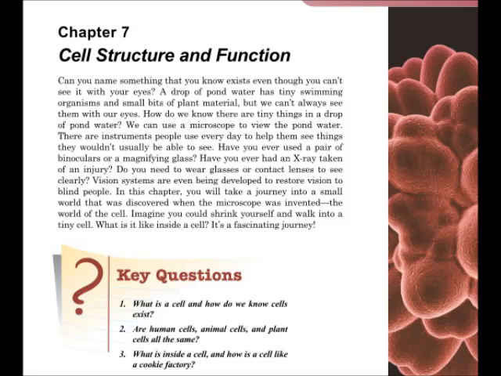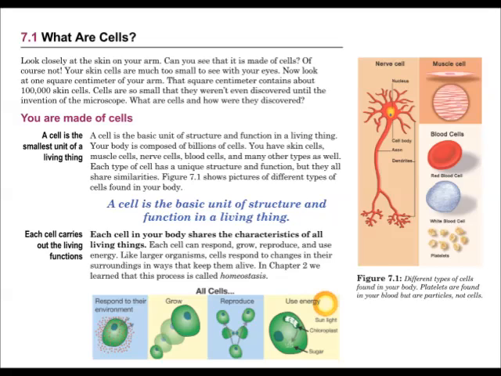Look closely at the skin on your arm. Can you see what it's made of? Of course not. Your skin cells are much too small to see with your eyes. Now look at 1 square centimeter of your arm. That square centimeter contains about 100,000 skin cells. Cells are so small that they weren't even discovered until the invention of the microscope. What are cells and how were they discovered?